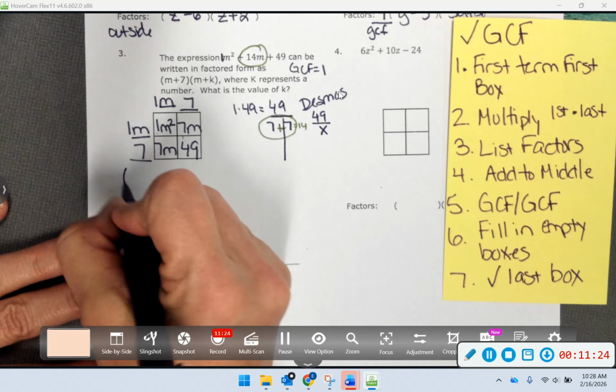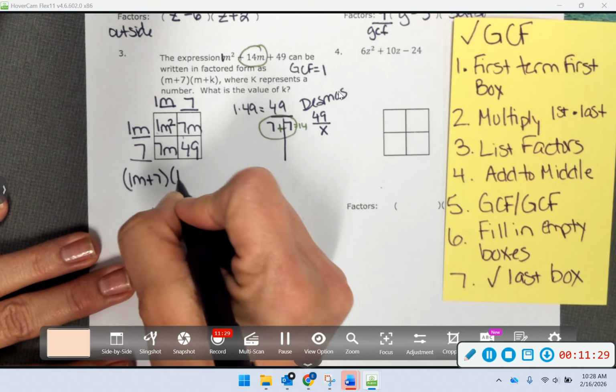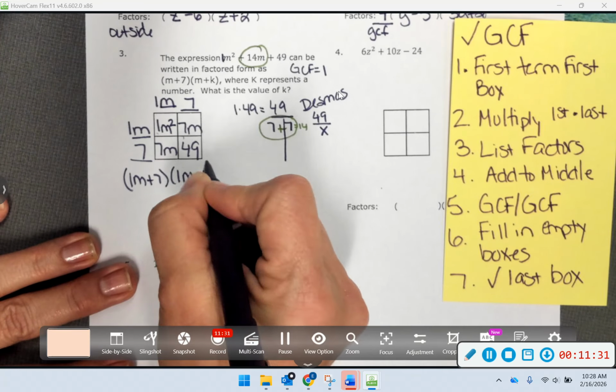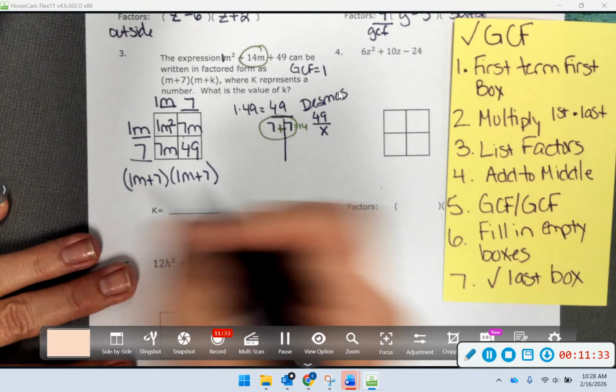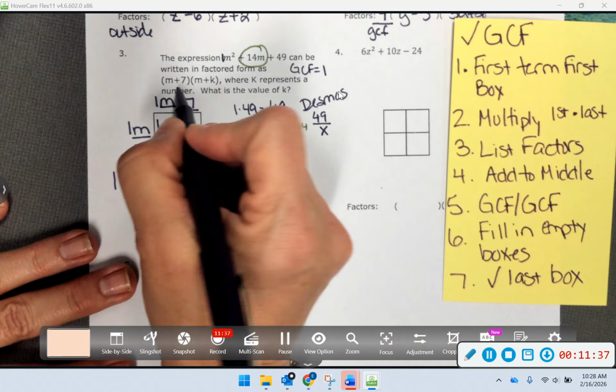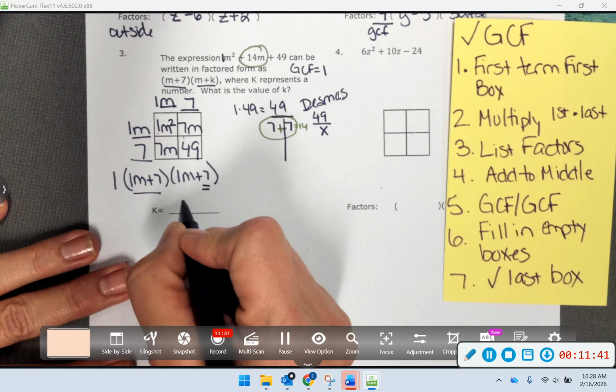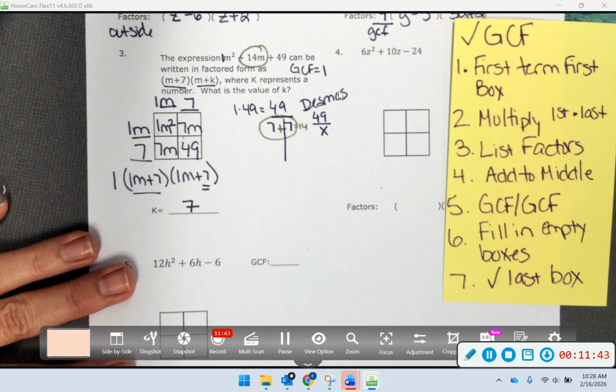So my factors are on the outside: 1m plus 7 and 1m plus 7. My GCF is a 1, so you can put that out front if you want to, but you don't need to. And they want to know, I have m plus 7, check, and I have m plus k. So my k value is just 7.